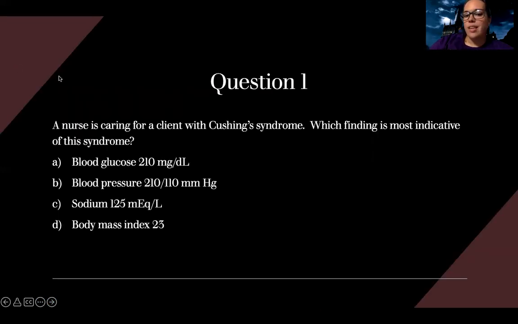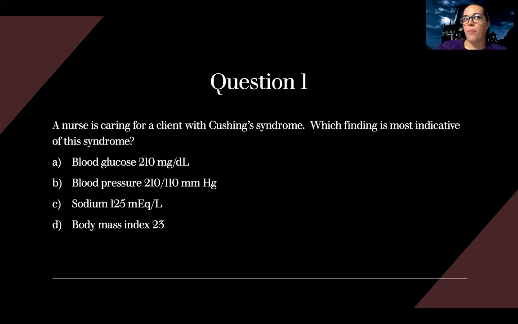It says, a nurse is caring for a client with Cushing's syndrome. Which finding is most indicative of the syndrome? So with a question like this, first, I'm always going to recommend read the question and really try to figure out what it's asking you. First, I have to know what Cushing's syndrome is. It's telling me that I'm taking care of a client with it. And then it's saying which finding is most indicative of the syndrome.